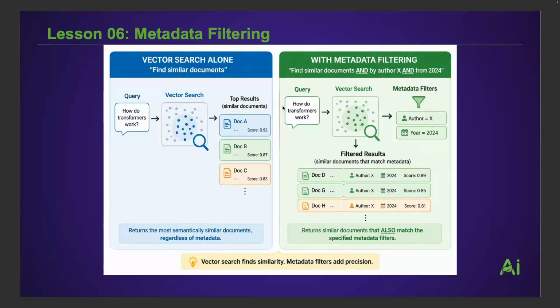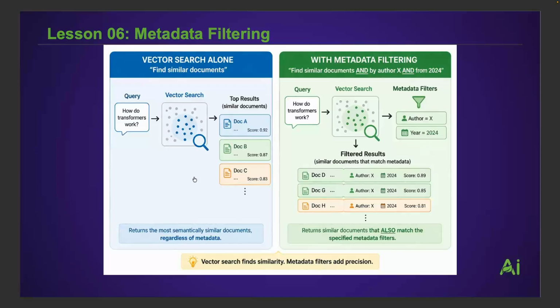In this demo, we will look at the ability to add structured metadata like author, date, topic, year to the documents and retrieve them using filter expressions. This enables precise search on top of semantic similarity. Vector search finds relevant documents, but what if you need documents from a specific author or from a specific time period? In that case, we use metadata filtering.